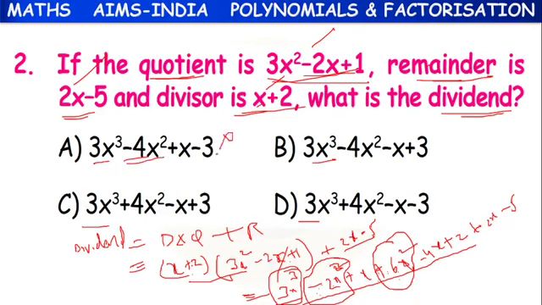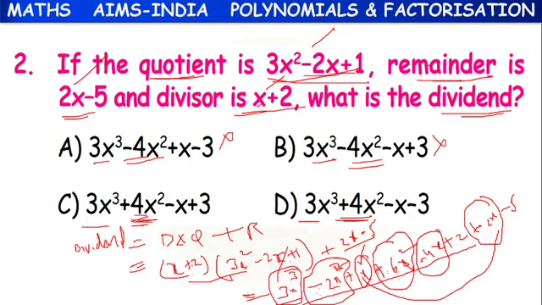First option, minus 4x square, wrong. Second option, minus 4x square, wrong. Third option, plus 4x square, may be correct. Fourth option, plus 4x square, may be correct. Next, x terms. 1x is there, minus 4x, plus 2x. x plus 2x is 3x, 3x minus 4x means minus x. Here also minus x, both may be correct. Next, constant term: plus 2 minus 5. Minus 5 plus 2 gives minus 3. Here we have plus 3, wrong. Here we have minus 3. So, D option is the correct answer.